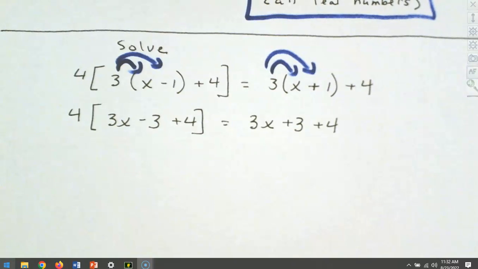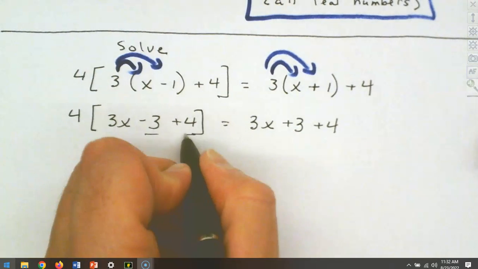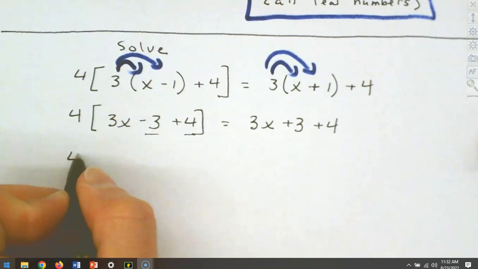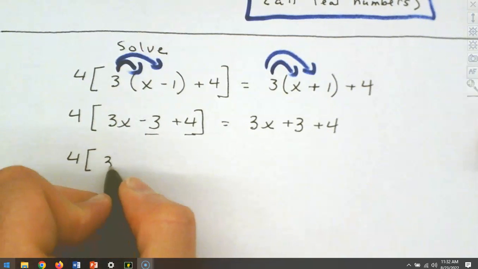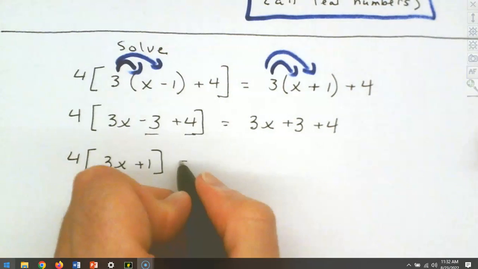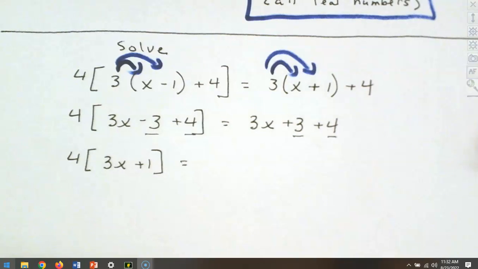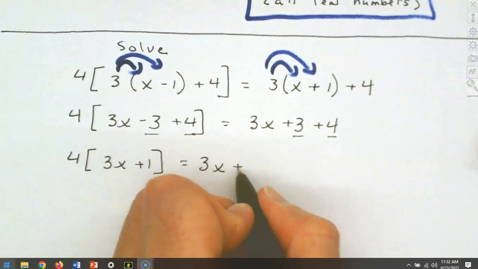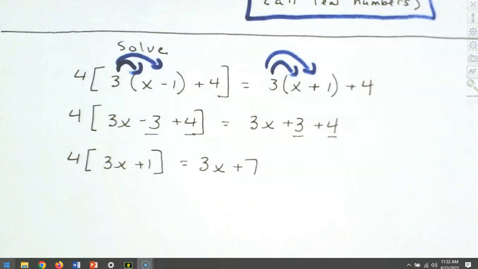Now we can clean it up. So let's go ahead and clean this up here. We have a minus 3 and a positive 4. So that leaves you then with a 3x plus 1 on the inside. The 3 and the 4 can go together, and that's going to leave you with a 3x plus 7 on the right side. Okay, if I'm going too fast, just be sure and say something, because I can slow down. But you see how we're combining them together here.